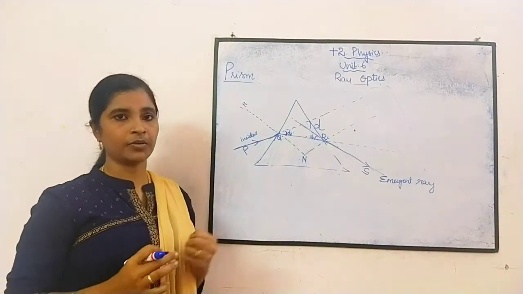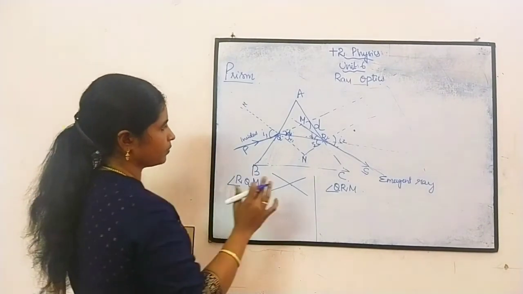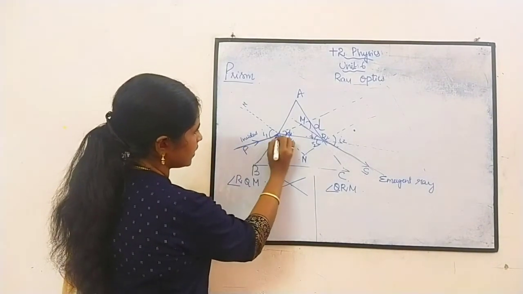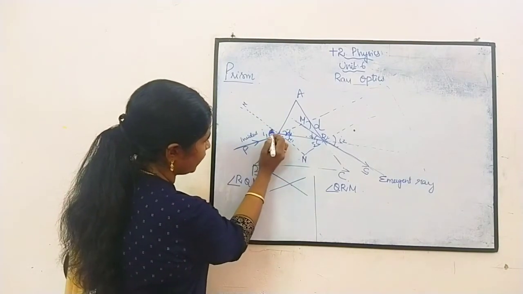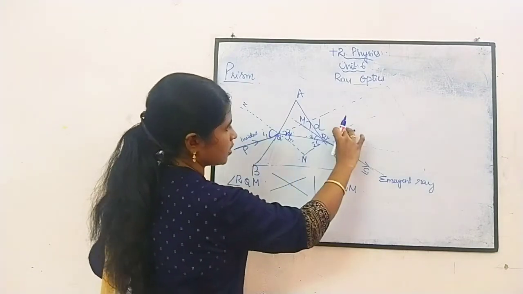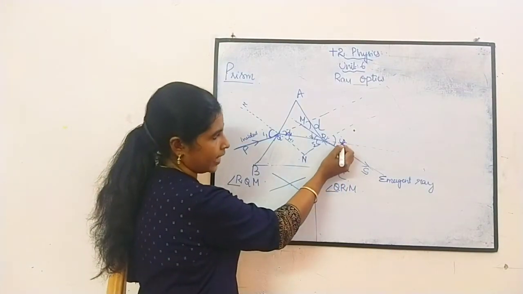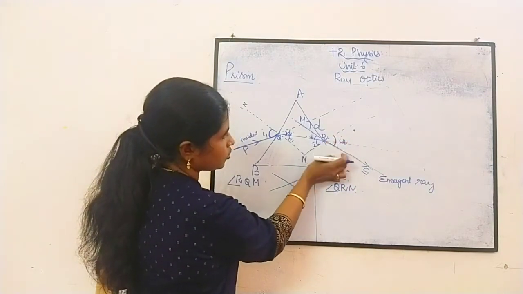Now let us start to analyze it. For our analysis, let us give some names. So this is the incident ray. It is making an angle I1 with the normal. Similarly, if this angle is I1, let us take this angle as I2. Since it is the emergent ray, we are taking it as I2 with respect to the normal.